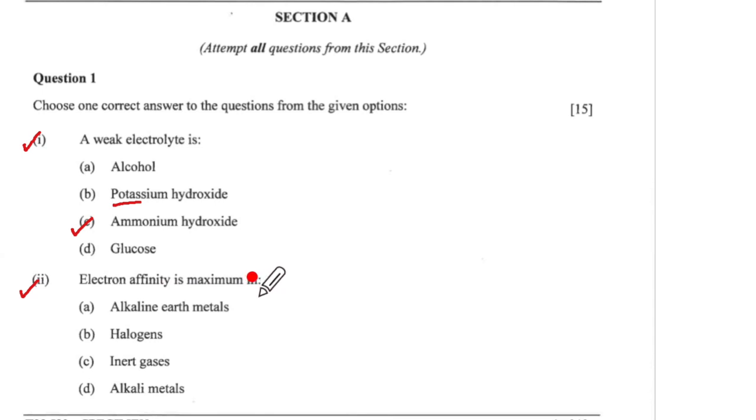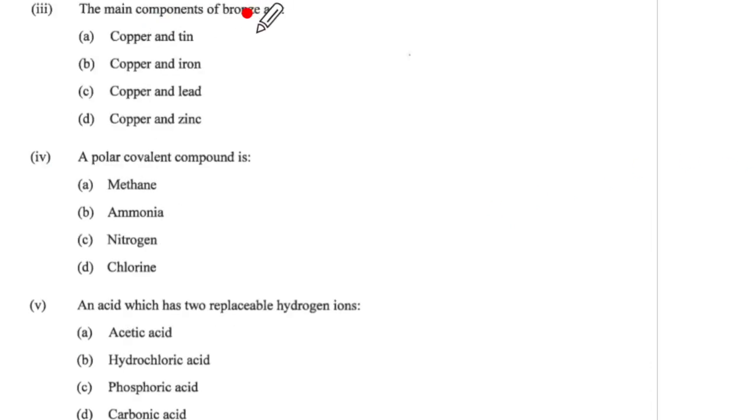Electron affinity is maximum. Electron affinity across the period increases. So on the right, which of these groups will be there? Halogens. The main components of bronze are copper and tin, because tin in bronze is 19%. We don't have iron in that, lead in that. We do have zinc, but zinc is 1%. Polar covalent compound is not methane, it is non-polar. It is ammonia, nitrogen is non-polar, and chlorine also is a non-polar covalent compound.